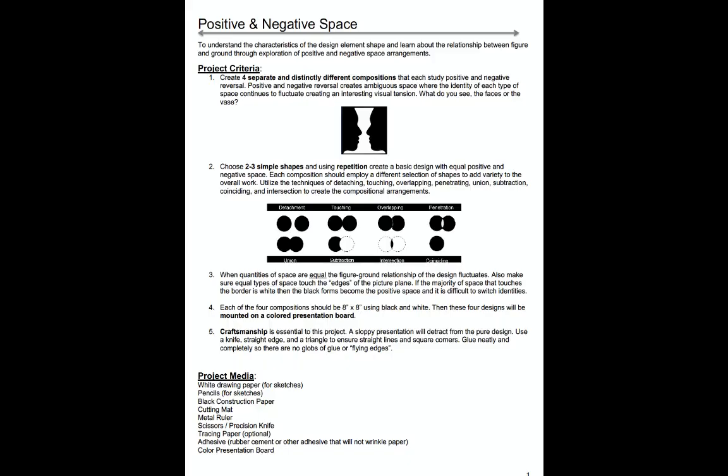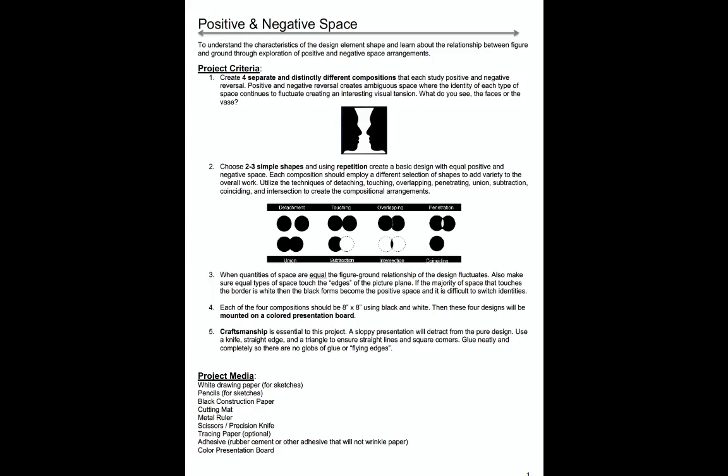All right, let's talk about positive and negative space. So this is the handout that you can download on D2O. And just to go through it, we are going to be creating 4 different simple compositions. Each one of these compositions, we're going to play with just a few shapes. I recommend 2 to 3 simple shapes, but it can vary depending on what your ideas are. I'm not going to count shapes.